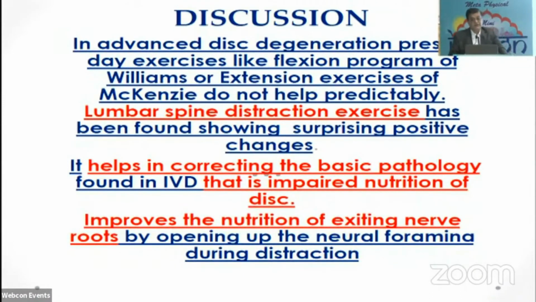So now coming to what we have been doing, we have been advising our patients flexion program of Williams or McKenzie and all. They don't help because flexion program of Williams only helps in improving the power of abdominals. And McKenzie, though they claim that it elongates the intervertebral space. McKenzie did realize that if you can elongate spine, probably patient may have improvement, but actually it increases the contraction of extensors of spine. So it does not correct the basic pathology. Our lumbar spine distraction exercise does, and let us see how.